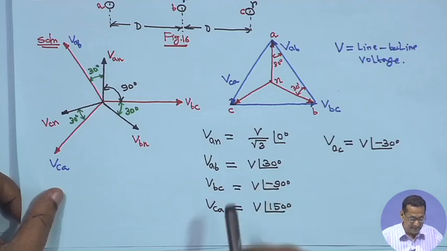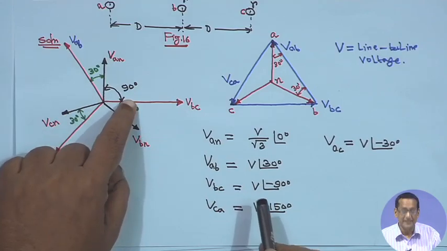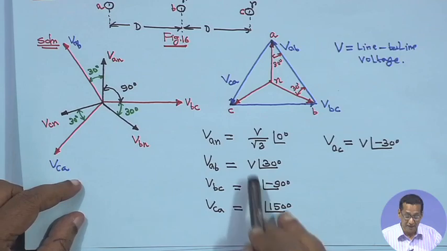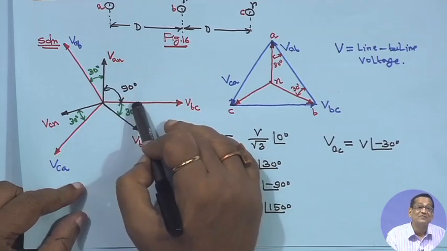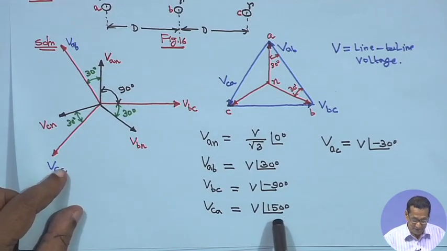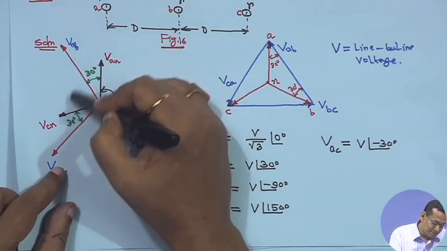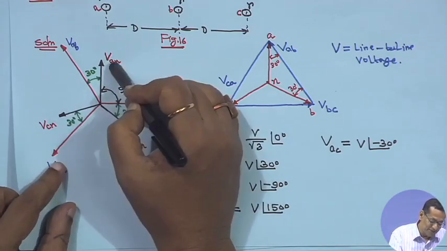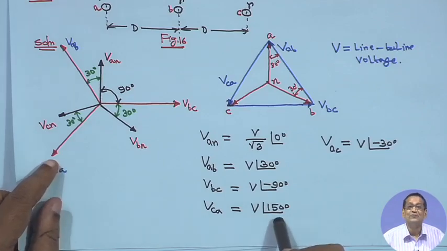Similarly, VBC is lagging from VAN by 90 degree. That is why VBC is equal to V angle minus 90 degree, since it is a line to line voltage, so no question of root 3 here. And similarly, VCA is equal to V angle 150 degree. The angle between VAB and VCA is 120 degree, plus 30, so 150 degree. That is why VCA is equal to V angle 150 degree.